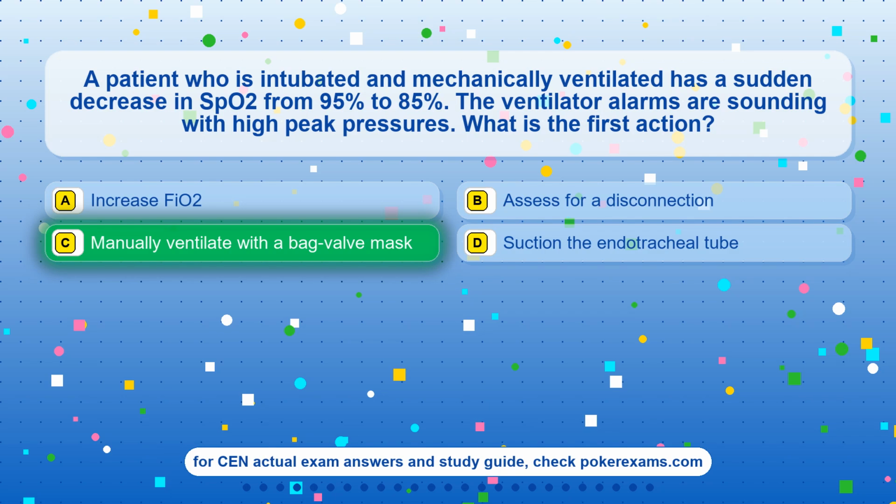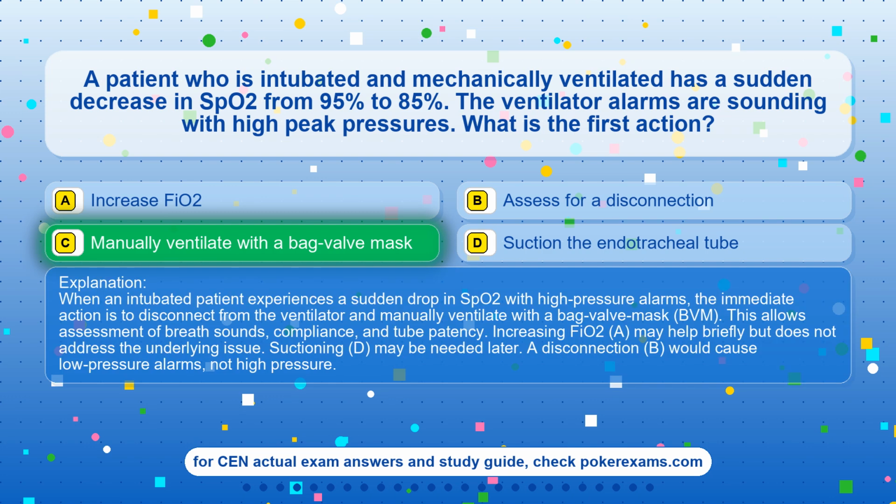The correct answer is option C, manually ventilate with a bag-valve-mask. When an intubated patient experiences a sudden drop in SpO2 with high-pressure alarms, the immediate action is to disconnect from the ventilator and manually ventilate with a bag-valve-mask, BVM. This allows assessment of breath sounds, compliance, and tube patency. Increasing FiO2, A, may help briefly but does not address the underlying issue. Suctioning, D, may be needed later. A disconnection, B, would cause low-pressure alarms, not high pressure.